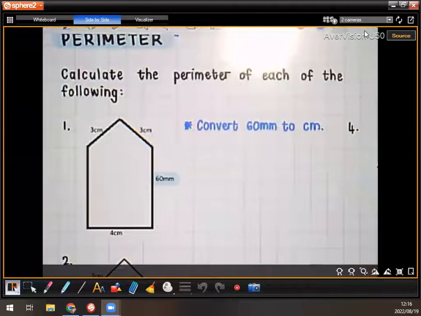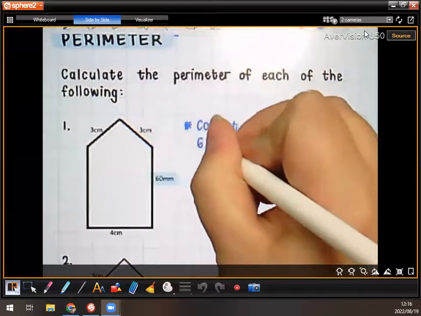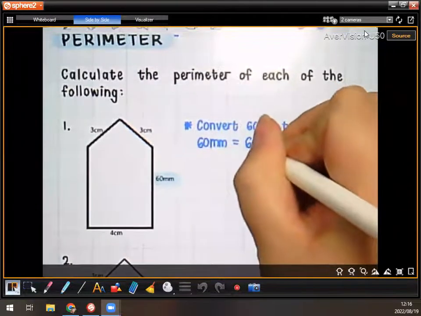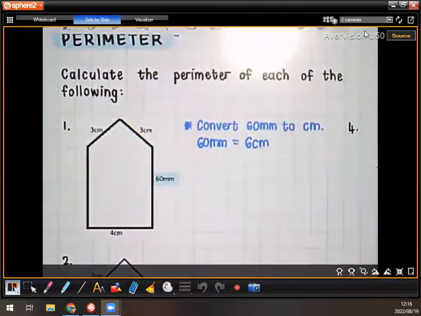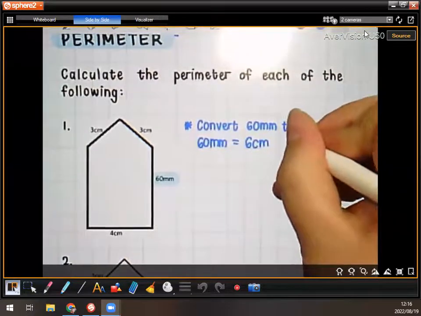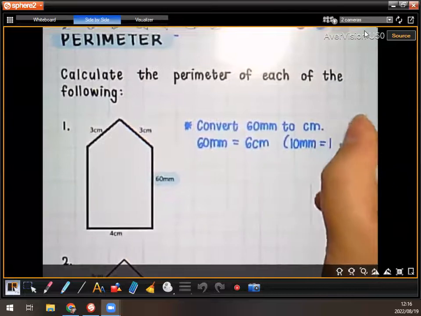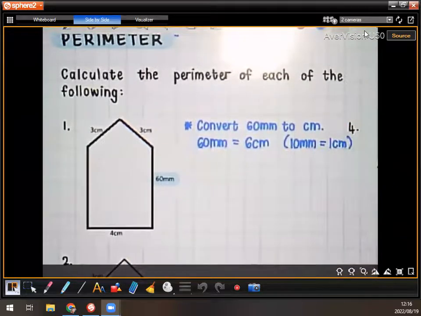All right. Now, do we know how many centimeters 60 millimeters is going to be? It's 6 centimeters, right? You can see that one on your ruler. That's the easiest one to work with. 1 centimeter is 10 millimeters. Okay, or you can just put in brackets here, 10 millimeters is always equal to 1 centimeter.